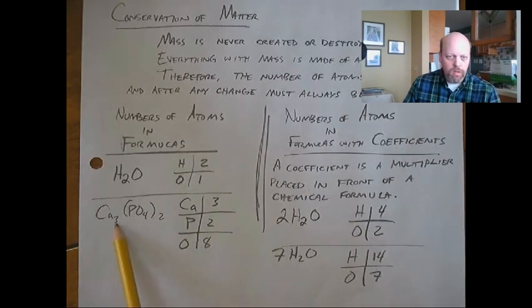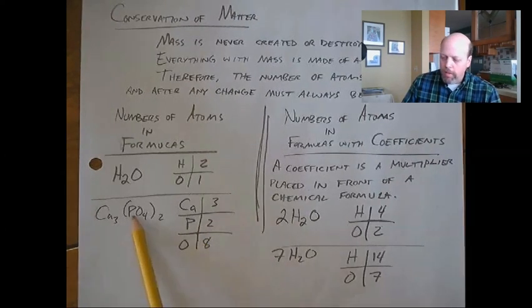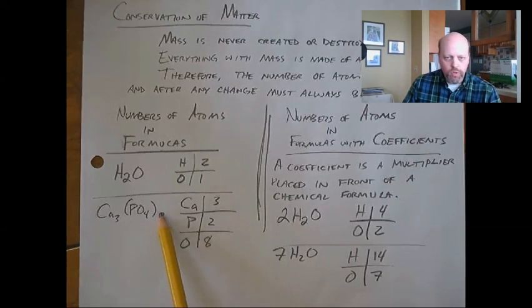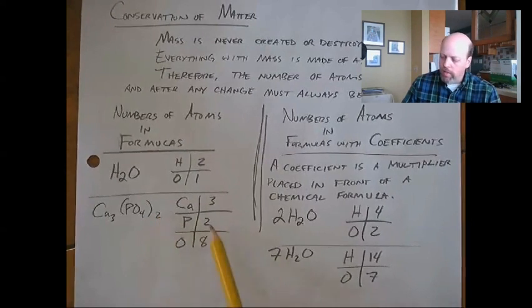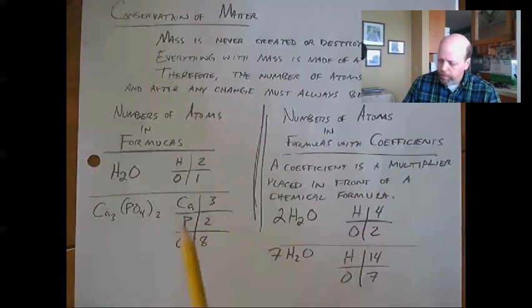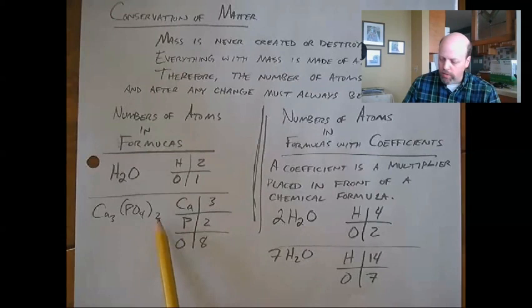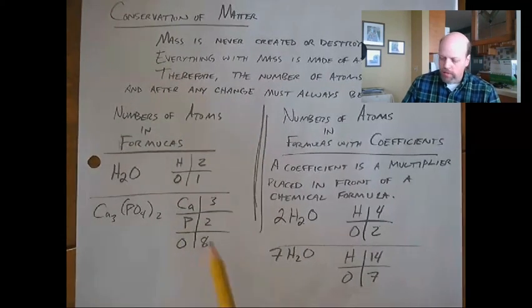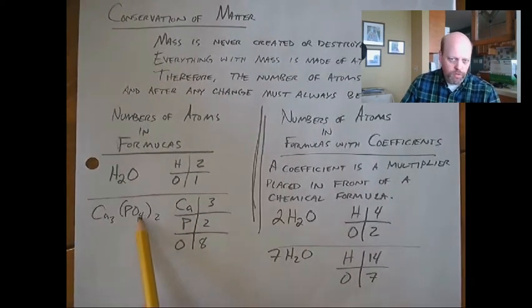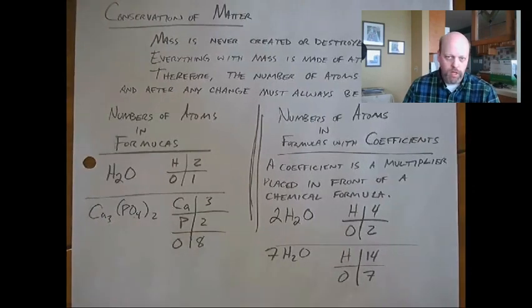So it says here that there are 3 calcium atoms. The PO4 is in parentheses with a 2 outside. That's a multiplier. So that means there's 2 phosphorus atoms. And remember, this is a multiplier, so 2 times 4 is 8. Don't make a mistake of doing 2 plus 4 is 6. There are supposed to be 8 oxygen atoms here.